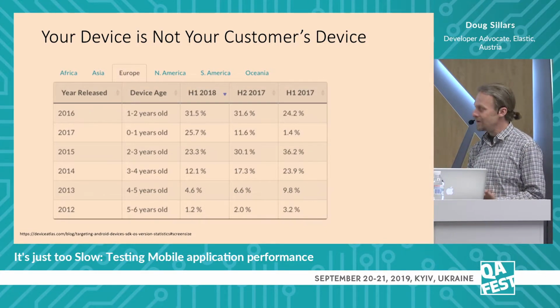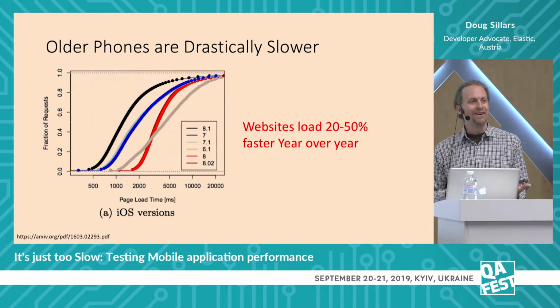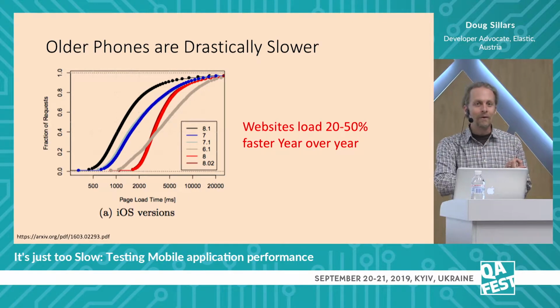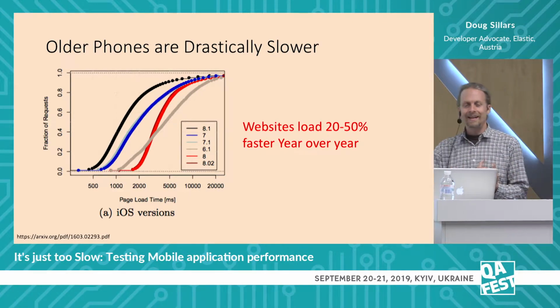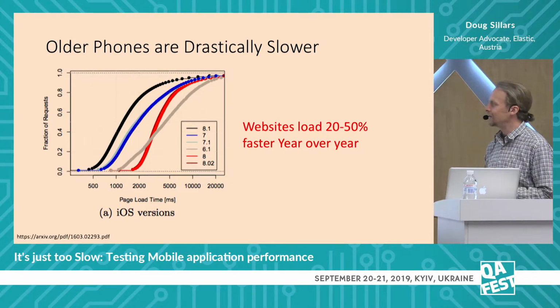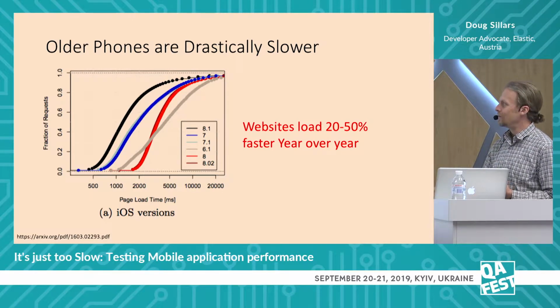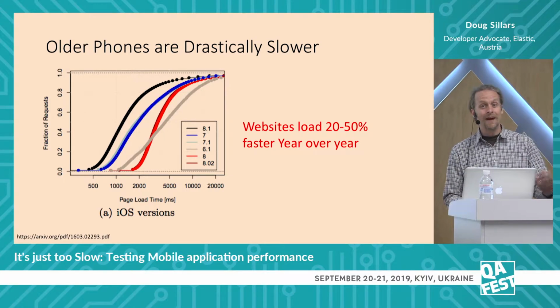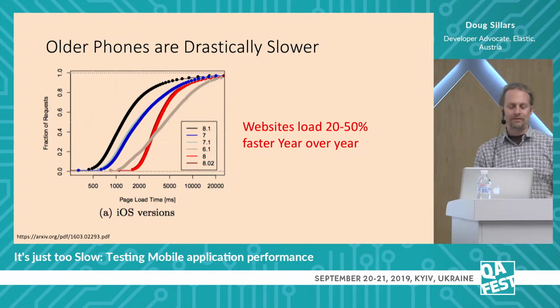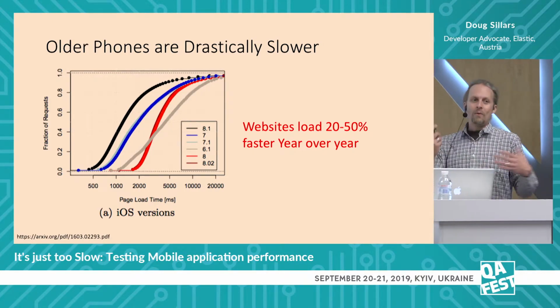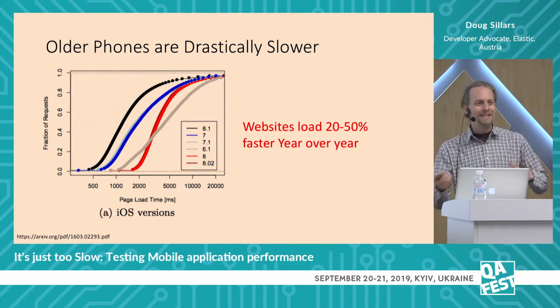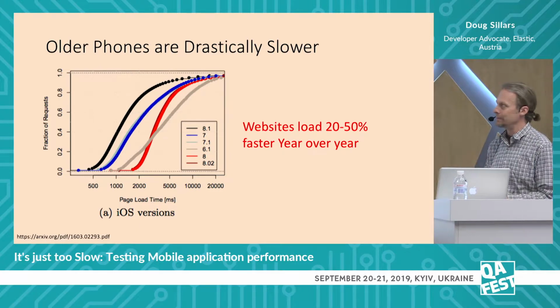If they have an older phone, older phones are slower, right? It's got probably an older OS on it, right? It probably has a slower processor, and this study found that websites load 20 to 50% faster every OS increase, right? So we don't want to test on the phone that's in our pocket. We need to get some devices that may actually represent what our customers have a little bit more.